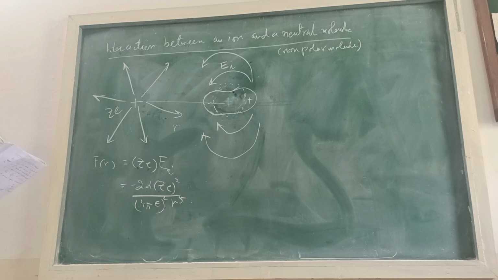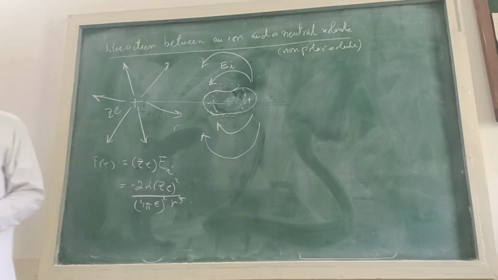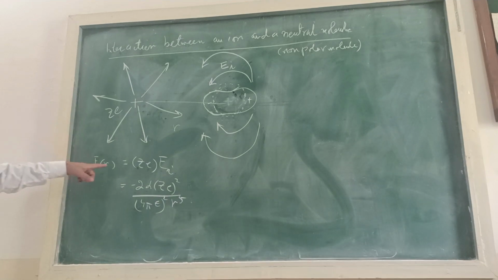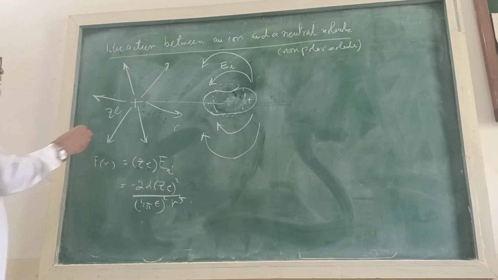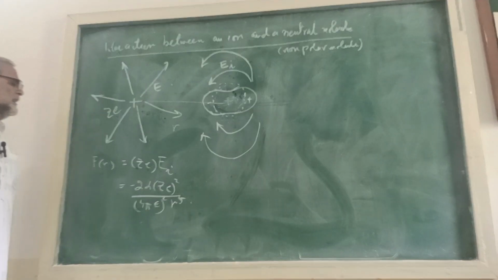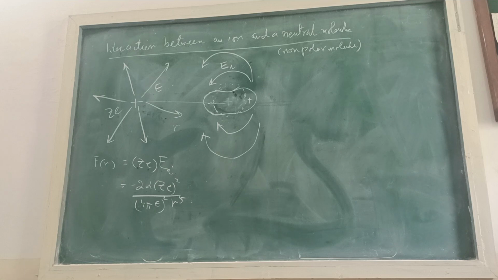Look at the energy between the two. The electric field of the ion, E, will be equal to ZE over 4 pi epsilon R squared, and the field of the dipole goes as 1 over R cube.